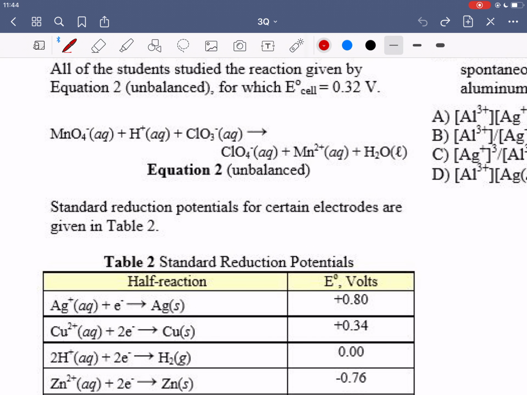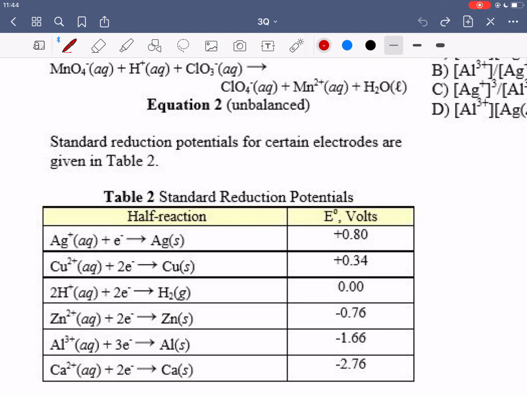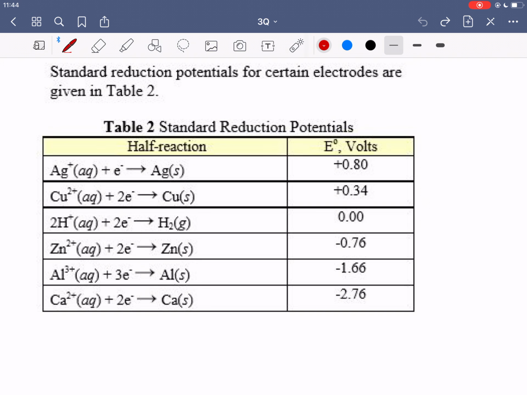All the students studied the reaction given by equation 2. This reaction is unbalanced as it currently is, for which E0 of the cell was 0.23 volts. So here's the equation. This manganese reactant is reacting with this chlorine reactant, and then it's turning into these products. So that's a reaction. If we need it, we'll get back to it. If we need to balance it or anything, we'll do that if a question asks us to.